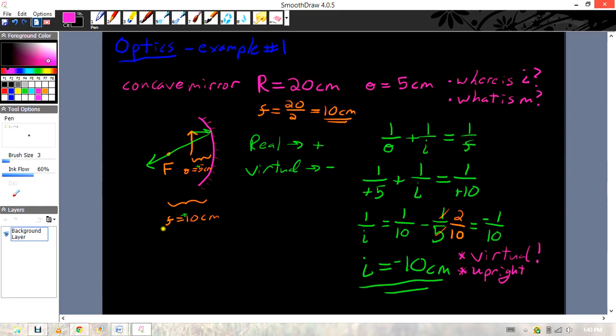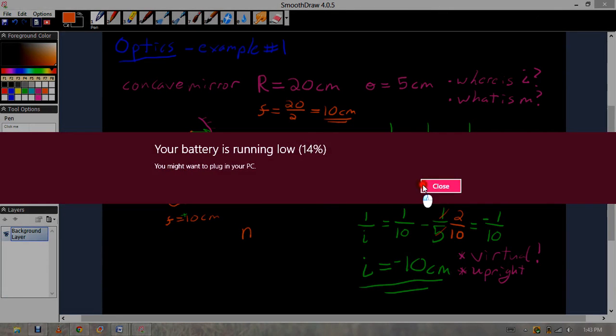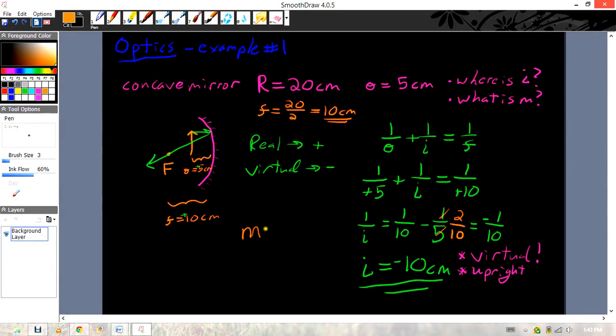And of course, we can now solve for the magnification. Negative I over O. I, of course, being negative 10. O, of course, being positive 5. Negative negative means a positive 10 over 5, which is 2.